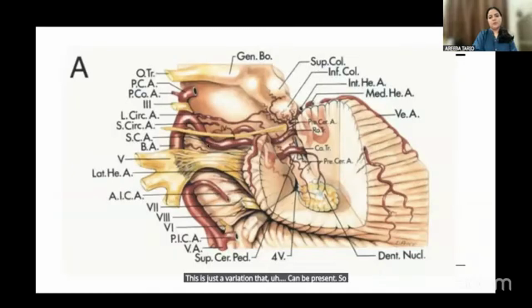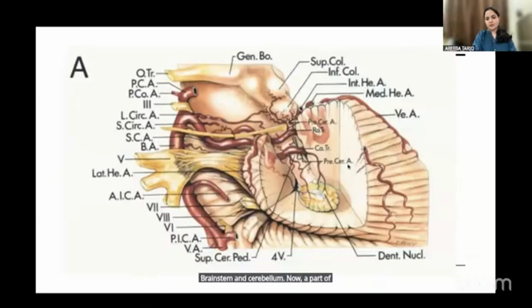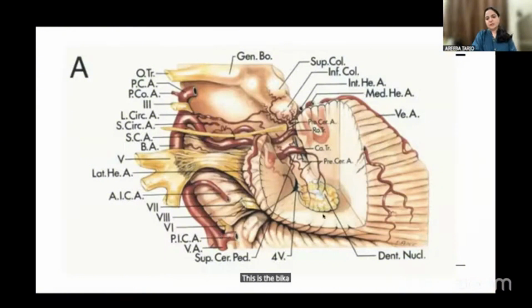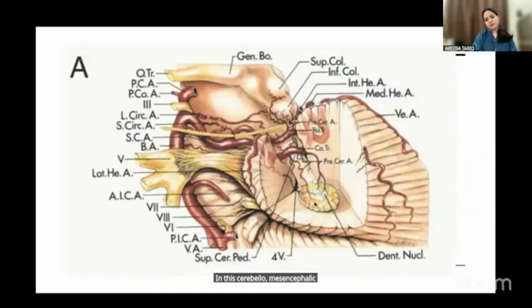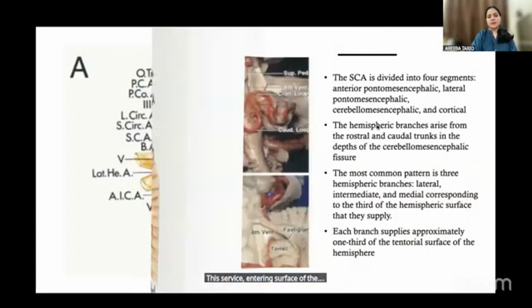So looking forward, this is a lateral view of the brainstem and cerebellum. Now, a part of the cerebellum has been cut through just to show you the dentate nucleus. This is the PICA. Usually it gives rise to branches which supply the dentate nucleus. However, the SCA makes its caudal turns and gives rise to these precerebellar arteries in the cerebellomesencephalic fissure, which are going to supply this dentate nucleus. Another thing present over here is that the SCA, when it terminates into cortical branches, supplies this surface, the tentorial surface of the cerebellum.